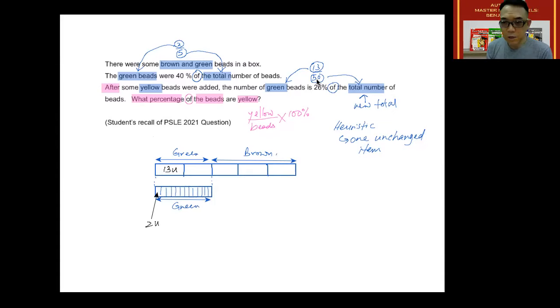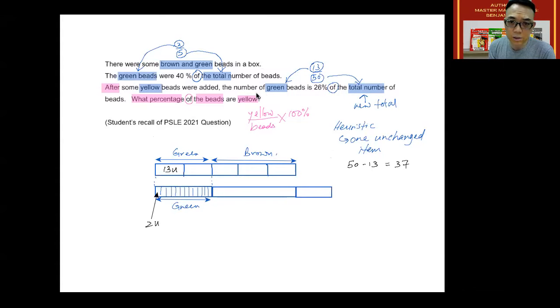Okay, let's go on. So we know that the total here is 50, and that means that if this is 13, I will need to make it into 50, and 50 minus 13 means that I will need to have another 37 more boxes. Okay, so I'm going to draw a model representing this 37 more boxes. And this model for the brown would still be the same because, again, the brown was not added. And this would represent the added yellow beads.